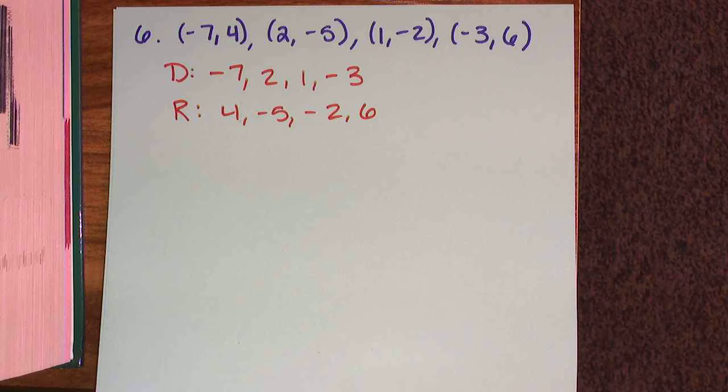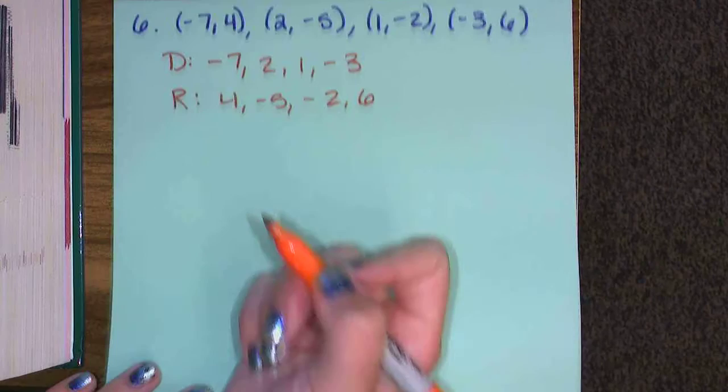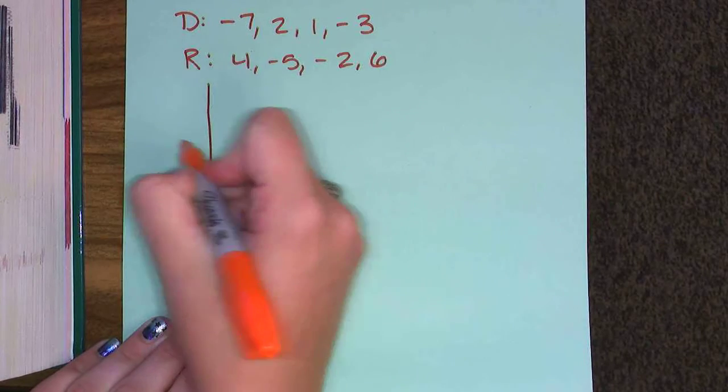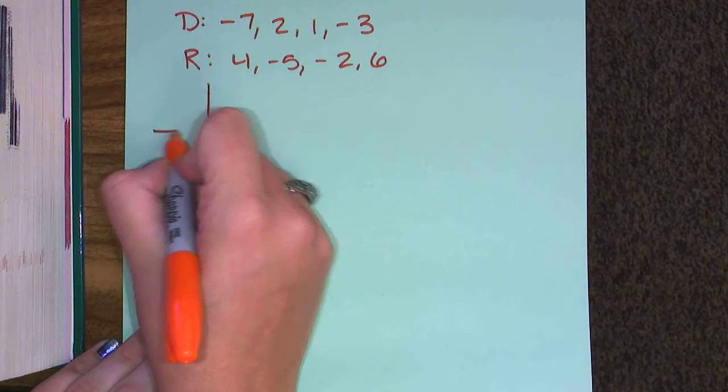Alright, so then the next thing says to represent the relation using a graph. So we're going to graph these points on a coordinate axis.